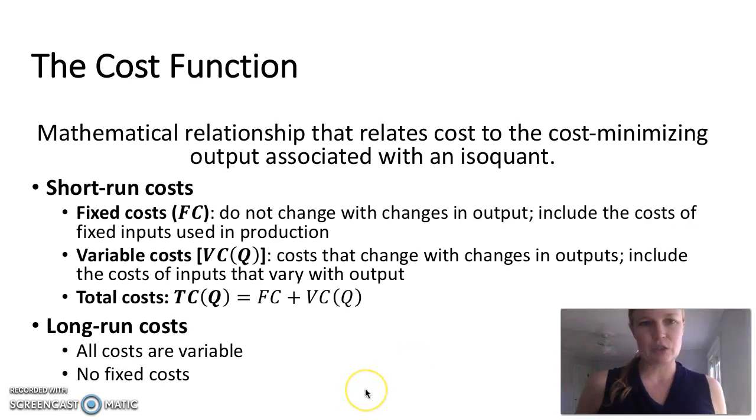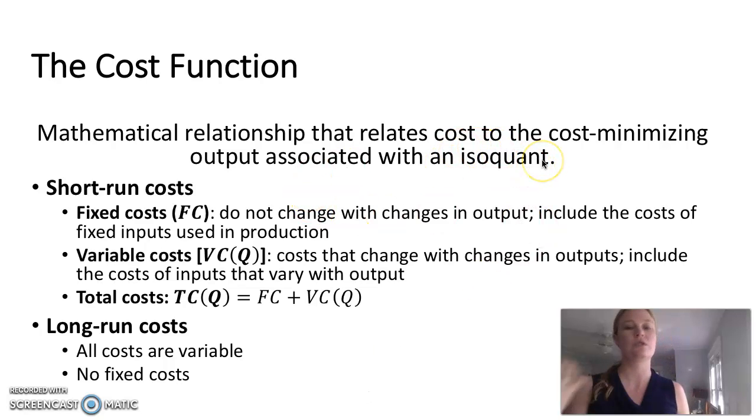She had not. So we are talking about the cost function, and basically this is the mathematical relationship that relates cost to the cost minimizing associated with an isoquant, which you don't need to know. It's basically talking about the opposite of product. So if you're really productive, your costs are low. If you're not productive, your costs are high.